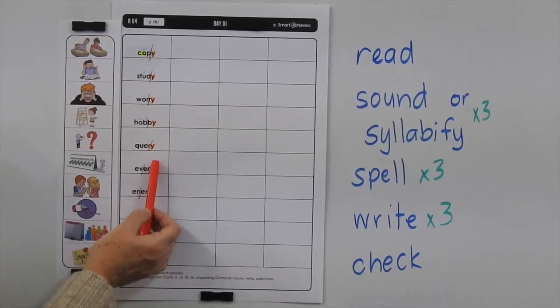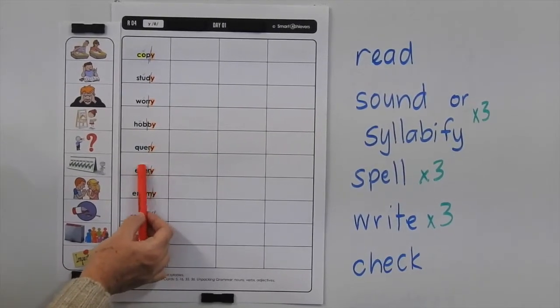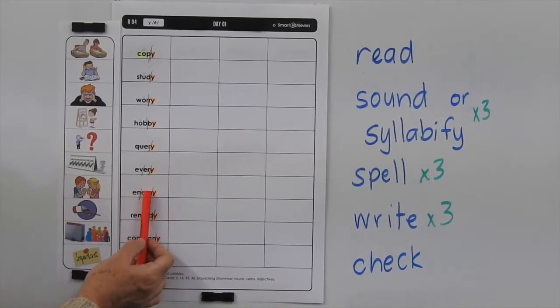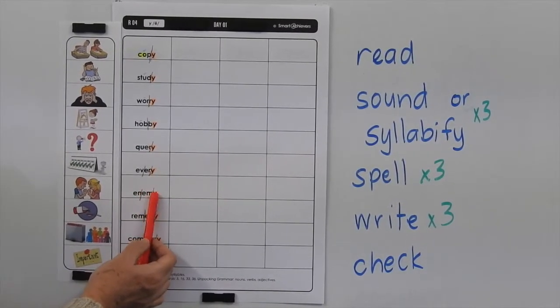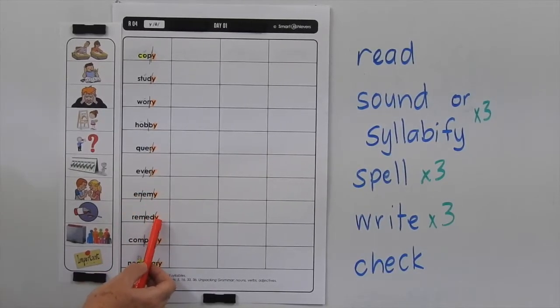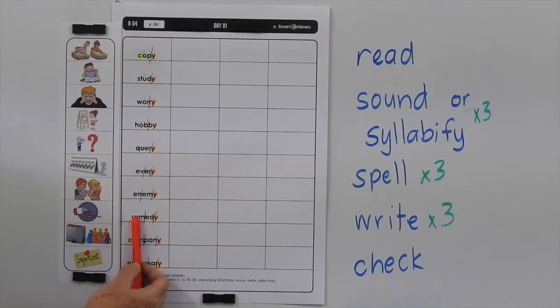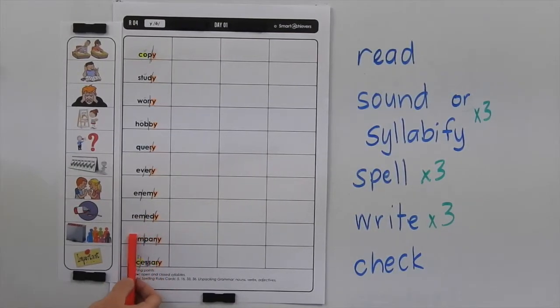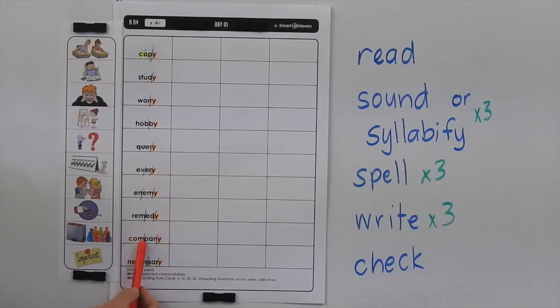A query is a question. Every means all or everything, all of something. An enemy is a foe or someone or a group that you may disagree with, so even countries can have enemies. A remedy is a cure for something. A company is a group of people that have got together to work on something, or because they enjoy each other's company, each other's presence. Necessary means something is very important or needed. It's necessary.